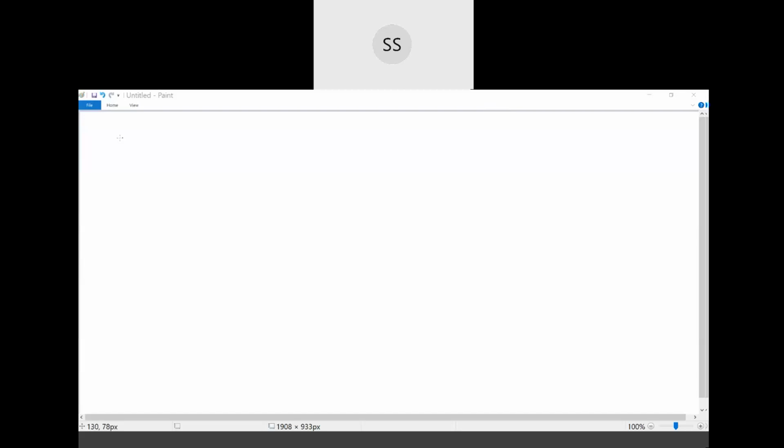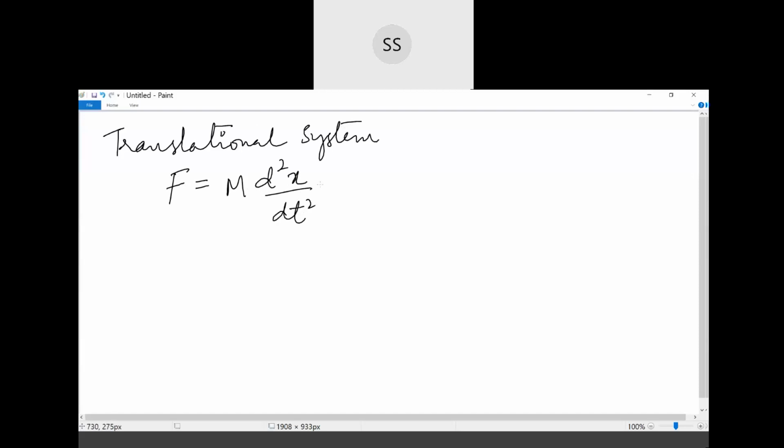Okay. So for the translational system, we have the force equation, that is F equal to m d square x by dt square plus b dx by dt plus k x. The meanings of the terms are: F represents the applied force to the system, x is the displacement, m represents mass, b is the friction, and k is the spring constant. This equation is known as the force equation.